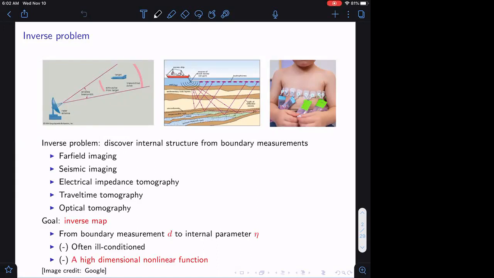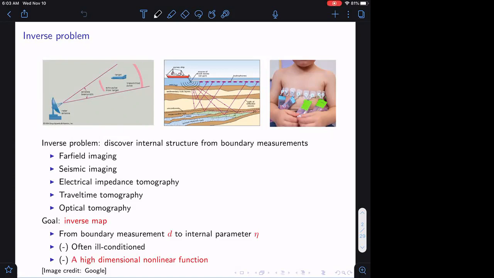In the second picture, seismic imaging, you see the ship, and it has these so-called shotguns, which are air guns, sending out different acoustic waves. The acoustic waves propagate through the media and get reflected by the internal Earth structure. The reflected signal is recorded on these cables, and from the recorded signal, one is trying to infer the internal structure of the Earth.